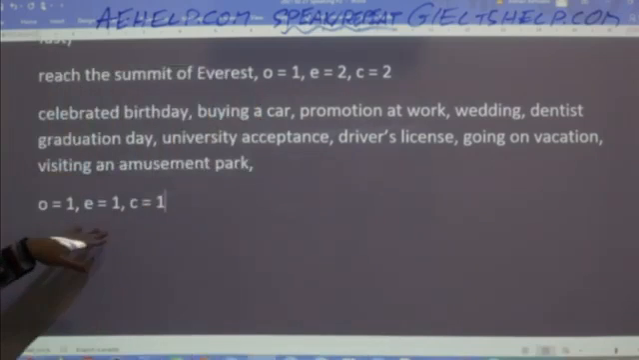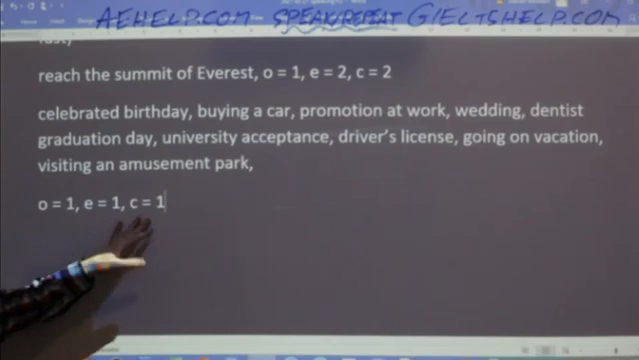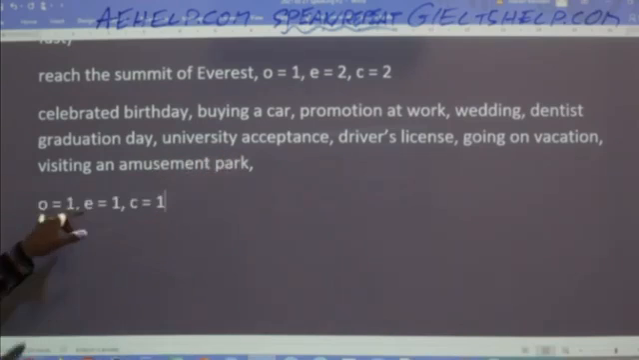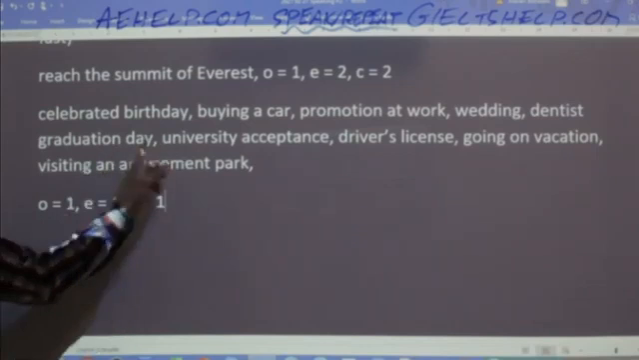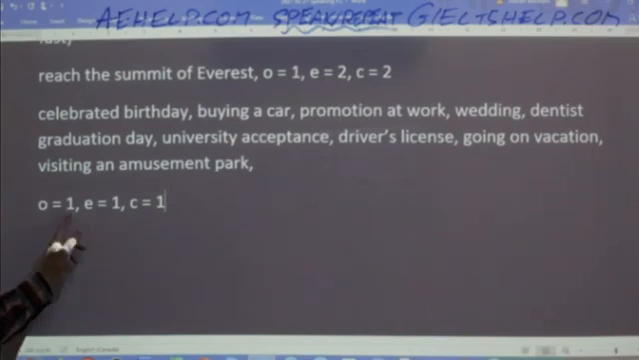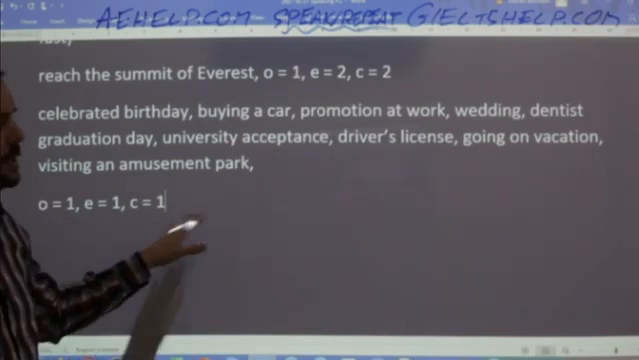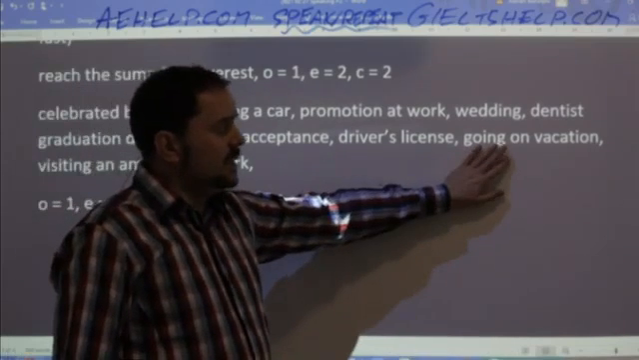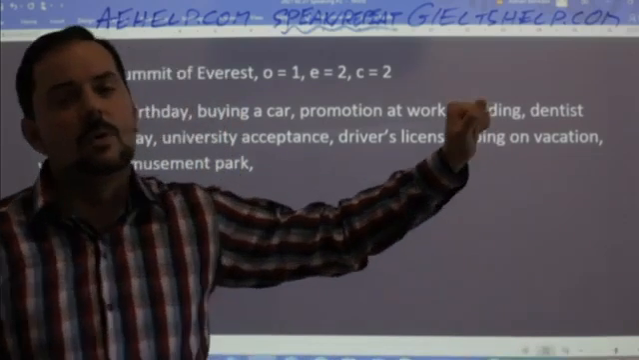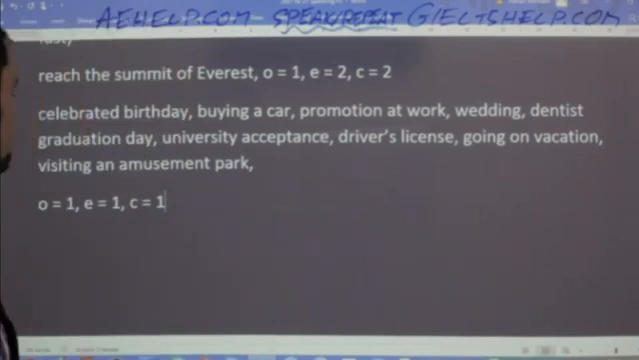Graduation day, it's fairly easy to talk about. Lots of content, definitely not original. Same thing with university. So that would be 311 for these, 311. Driver's license would be like a 211, so that's not bad. Going on vacation, if you have an original idea, like flying to Hawaii could be good, okay?